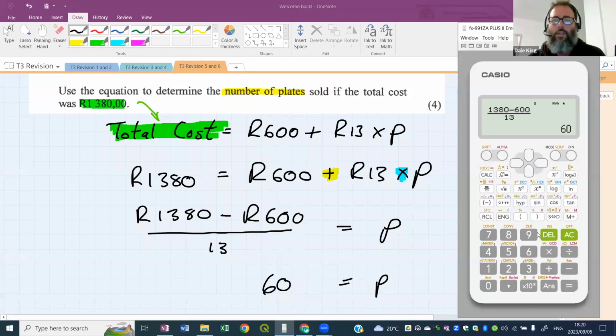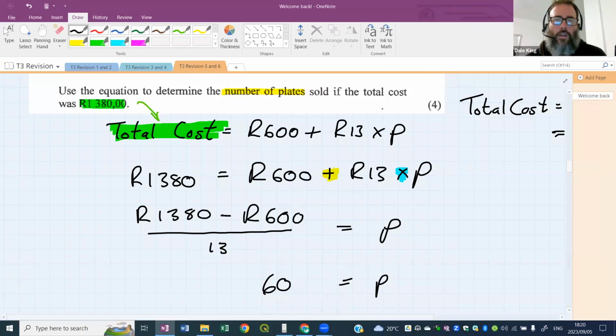If you're concerned about whether it looks right, all you can do is put it back into the formula and see if it works. So 600 plus 13 times 60. Yes, that gives us 1380, so that works as well. All right. Good.